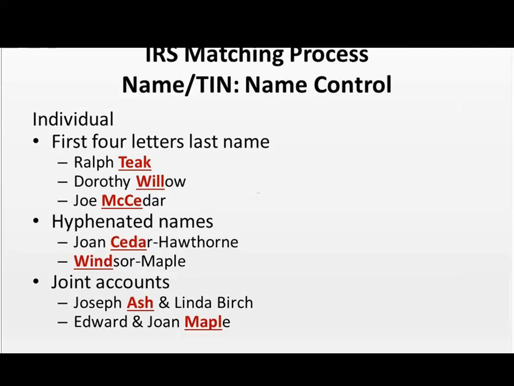Okay, what is this name control issue? The name control is the first 4 letters for individuals. It's the first 4 letters of the last name of the individual. Some illustrations there of that. Hyphenated names, the first 4 letters of the first last name, and joint accounts. And there's a 3-letter name there, and that would be the 4 letters in that case. And so that's what you're kind of watching for. So that's why you want that name to be accurate, and you want them to tell you what the name is.